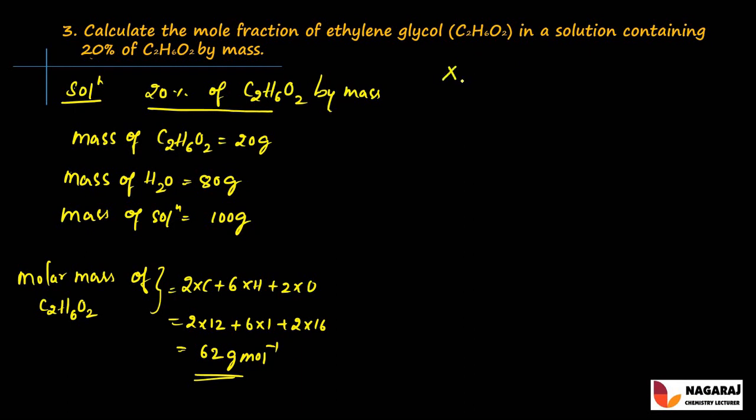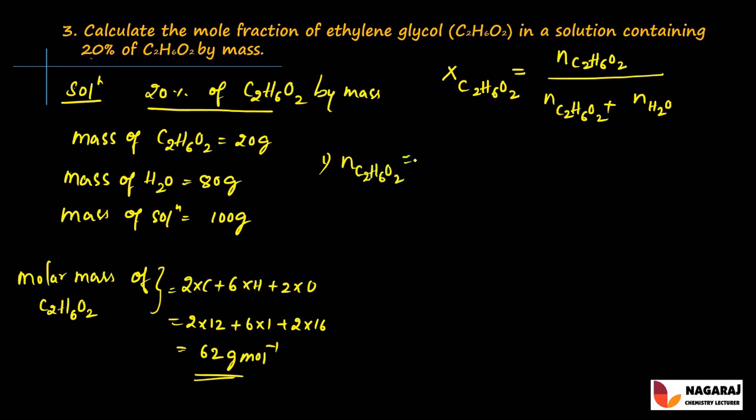So the formula for the mole fraction is, that is X C2H6O2, mole fraction of ethylene glycol is number of moles of ethylene glycol divided by total number of moles of ethylene glycol plus number of moles of H2O, right? So first calculate the number of moles of ethylene glycol and number of moles of water.